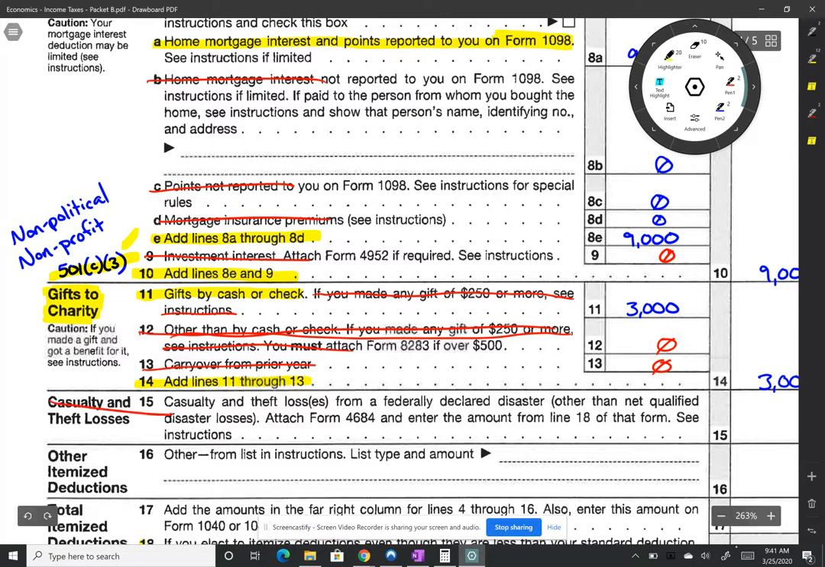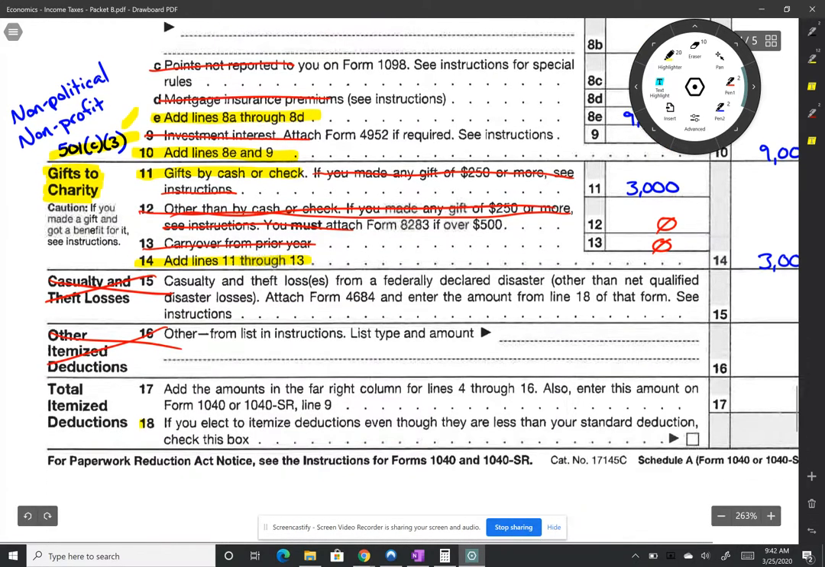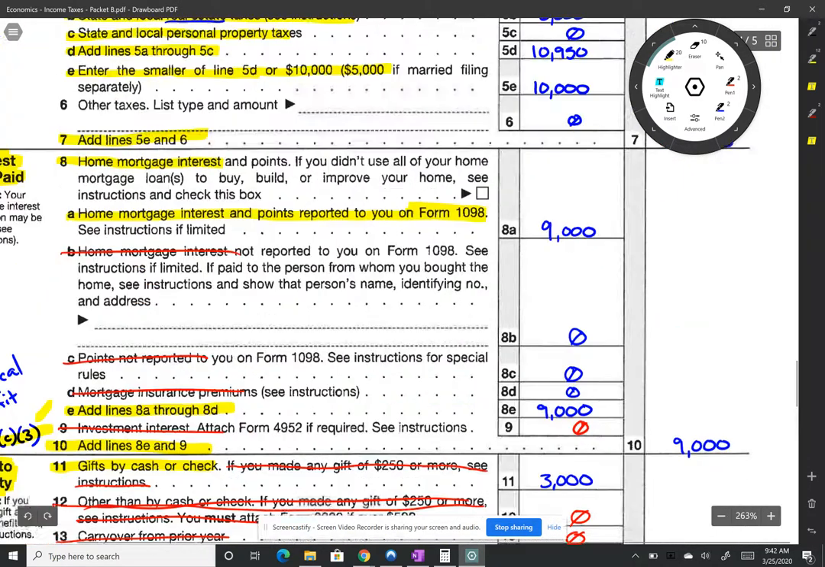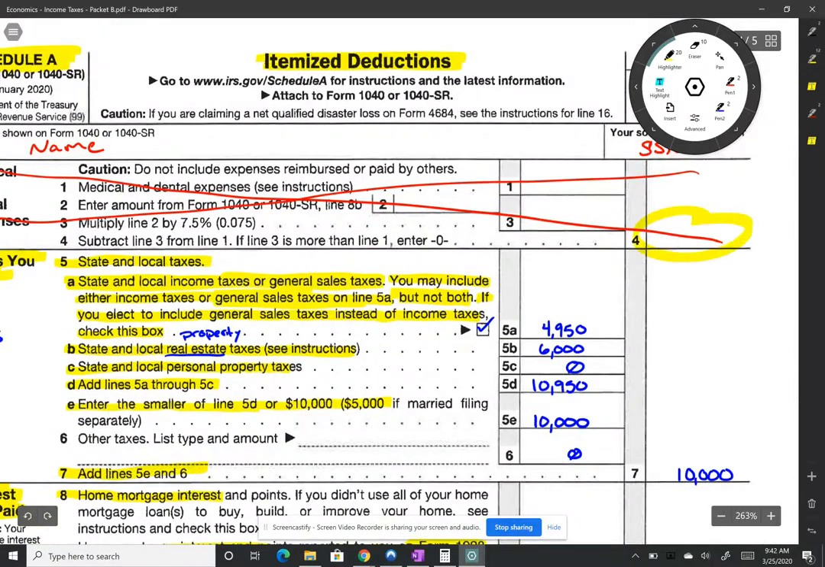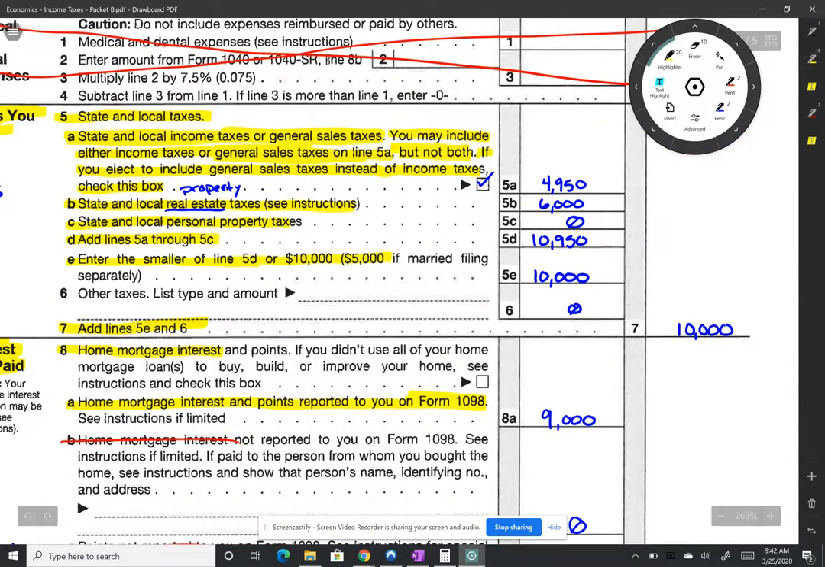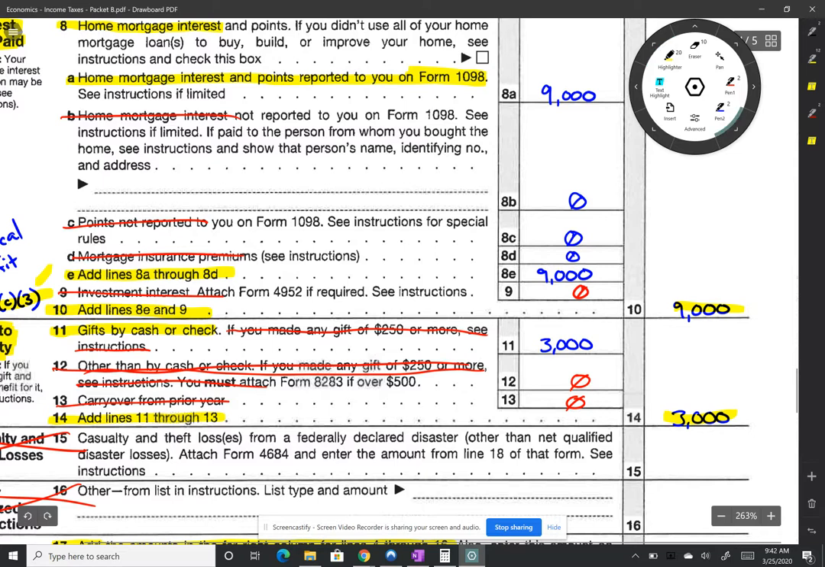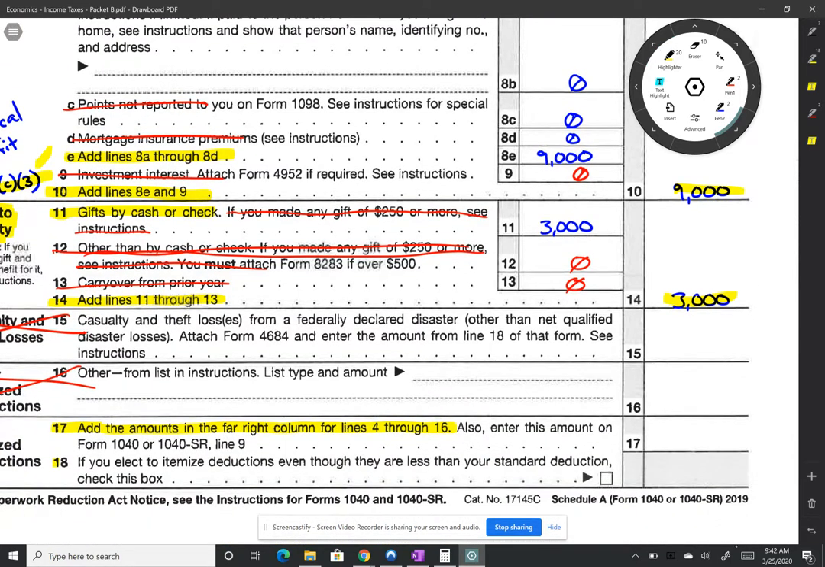Line 15 cap, we're not going to worry about that. We're not going to worry about line 16. Now here we are, line 17, and this is what we will worry about. Add the amounts in the far right column from lines 4 through 16. So we go back up. Line 4, we don't have anything, right? So 10,000 plus 9,000 plus 3,000. That's going to give us $22,000 for itemized deductions.